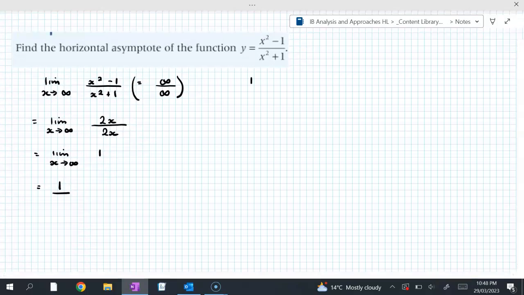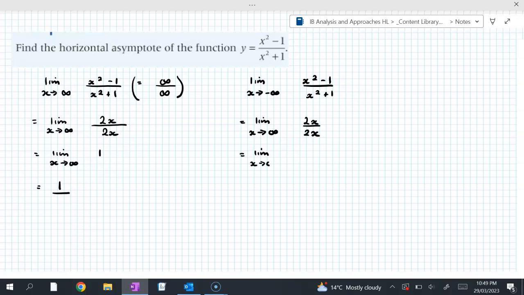Let's just check for negative infinity. Well, we can see it's going to be very similar because we're still just doing the derivative. And we're going to get the limit as x goes to infinity of 2x on 2x. So that's the limit as x goes to infinity of 1. So that's also the answer of 1. So therefore we have a horizontal asymptote of y equals 1.